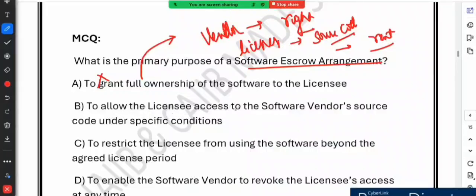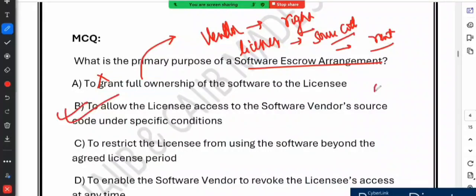Option B, to allow the licensee access to the software vendor's source code under a specific condition. So what do you think? Yes, this is the correct answer. This is the correct definition of software escrow, where a third party holds the source code and releases it to the licensee if certain conditions are met. Like, suppose the vendor goes out of business.